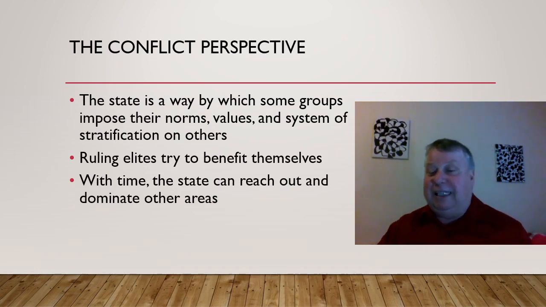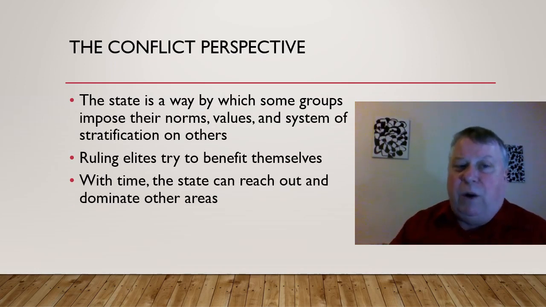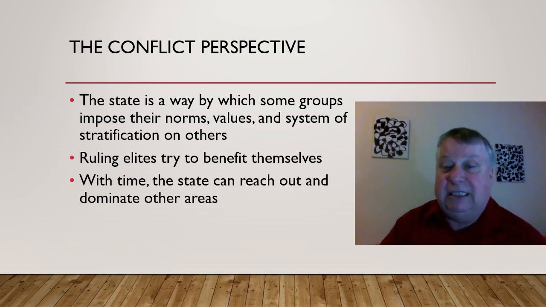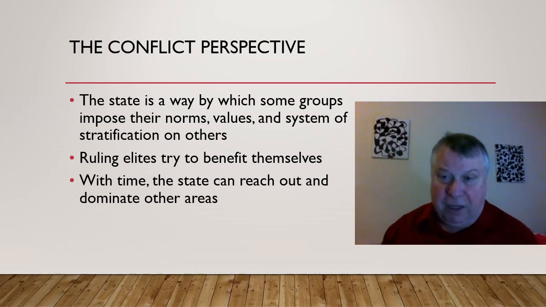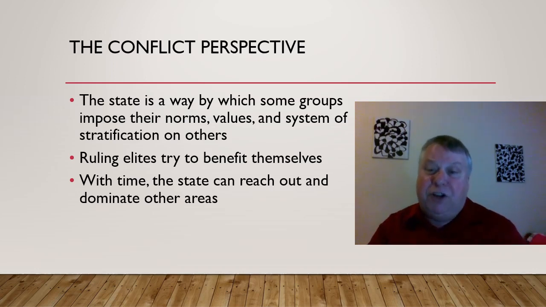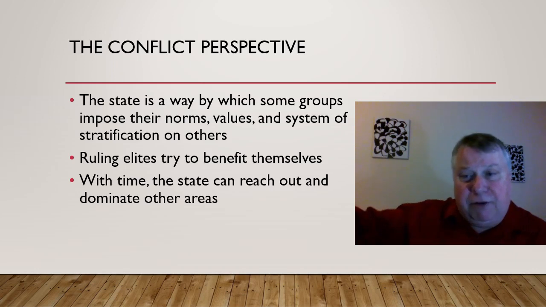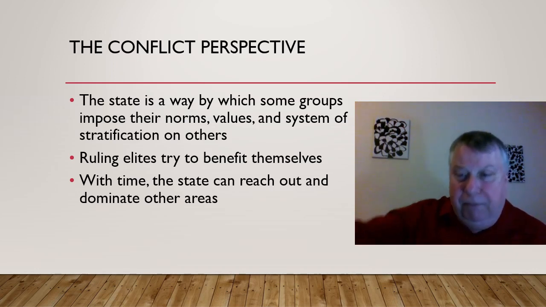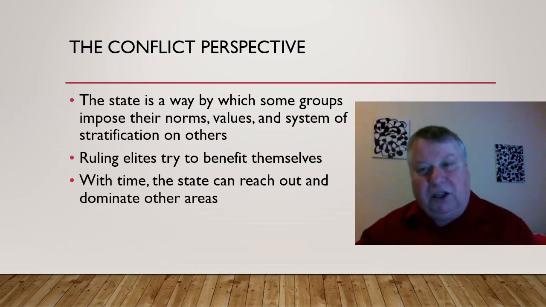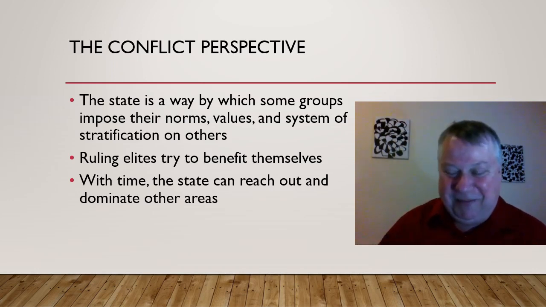Conflict perspective, as I said before, holds that the state is a way by which some groups impose their values and norms and system of stratification on others. So the ruling elites, the rich people, as it were, in today's society, are going to benefit, right? So if I have $100, the police are protecting my $100, but J.D. Rockefeller has $100 million. His whole $100 million is being protected by the system, right?